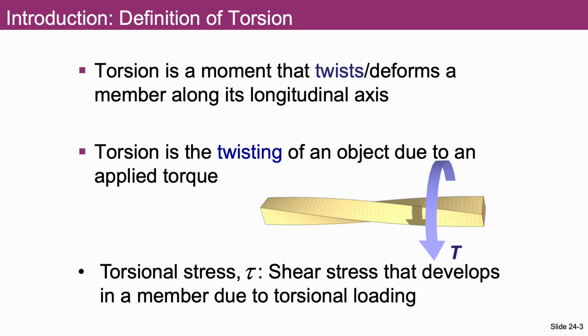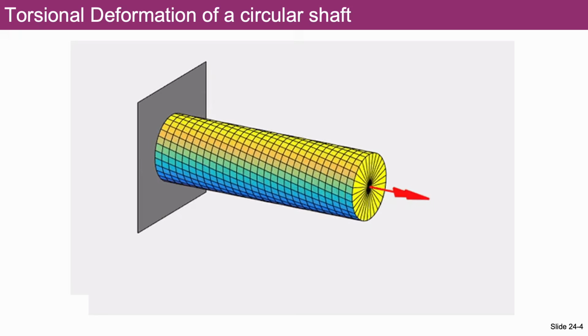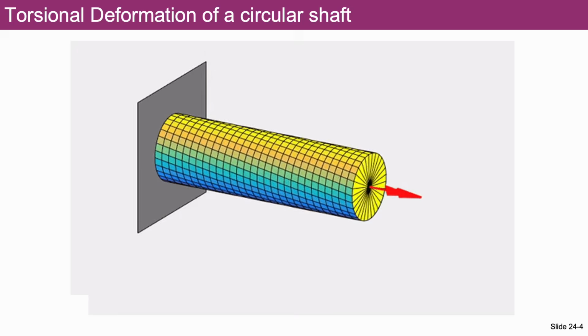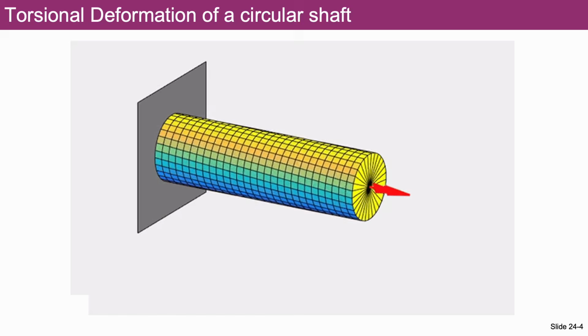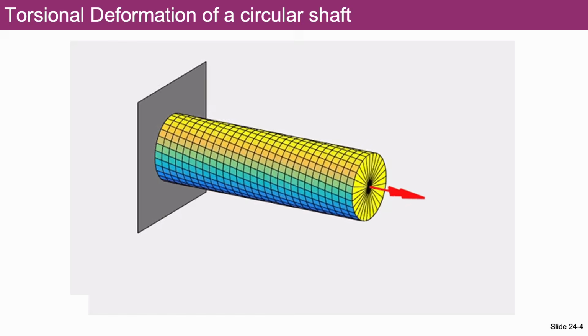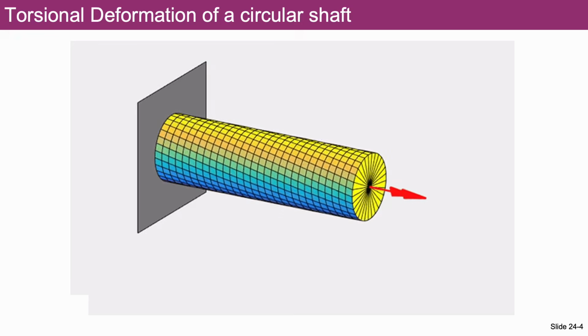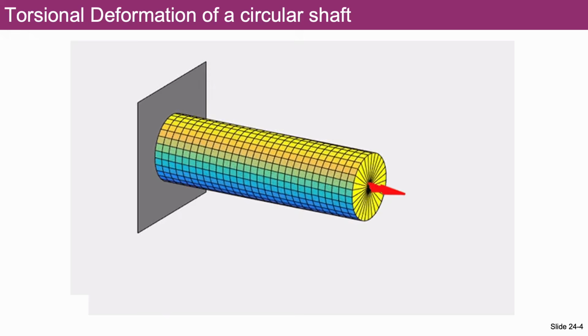And the type of stress that develops in a member due to torsional loading is shear stress. Why is that? For example, here we see a circular shaft which is subjected to torsional loading and its three-dimensional torsional deformation is presented. This red arrow here represents the direction of the applied torque. In order to find the direction of the applied torque, we can use the right-hand rule. For this purpose, we curl our fingers in the direction of the rotation and our right thumb shows the direction of the applied torque.